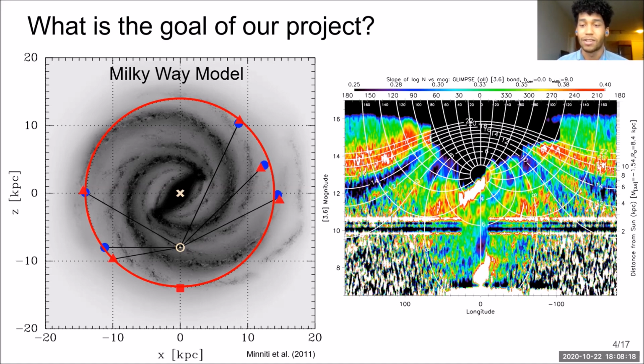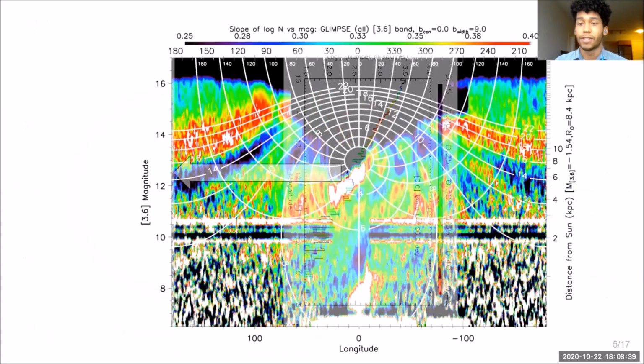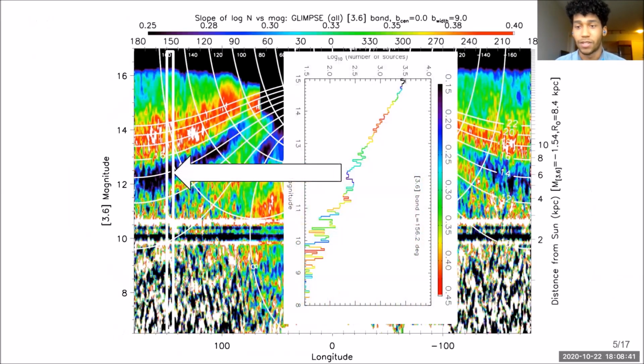On the x-axis, we have galactic longitude, which tells us about our viewing angle in the plane of the galaxy from the point of view of the sun. And on the y-axis, we have magnitude as seen in 3.6 micron observations. The figure itself has a lot going on, but it contains valuable information about the galaxy. So let's take a single slice in longitude from this figure and observe what exactly is going on.